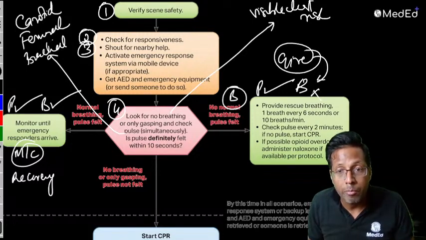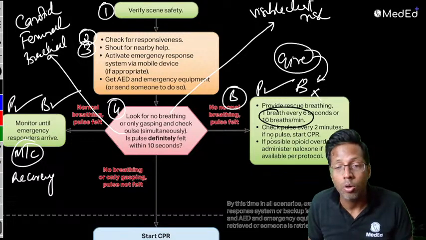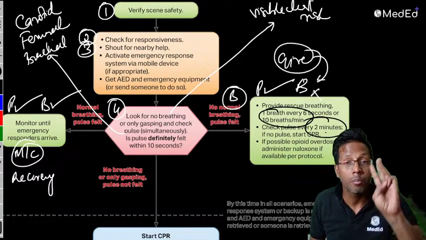You are supposed to give one breath every 6 seconds. More important, you're going to give 10 breaths per minute, okay? And keep on checking pulse every 2 minutes. That is what is to be done. That is point number B.